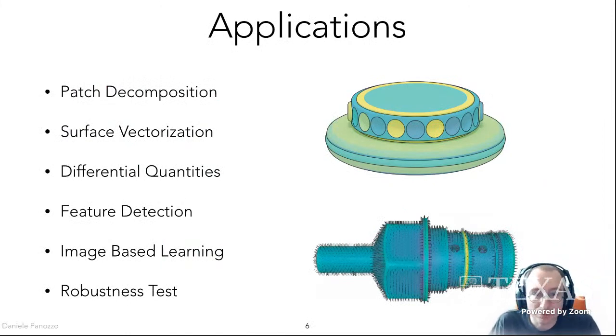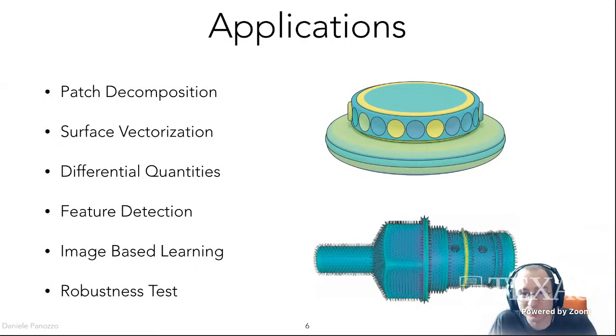So what kind of applications are supported by the ABC dataset? We don't, unfortunately, have semantic information yet, like categories or where these objects are used, but we have a lot of low-level information, such as how the objects are decomposed into patches, what are the features on these objects. We have ground truth information for differential quantities, such as normals or curvature. And so these are the sort of tasks that are supported right now. I'm going to say a little bit more on what we're doing on semantics in a few slides.